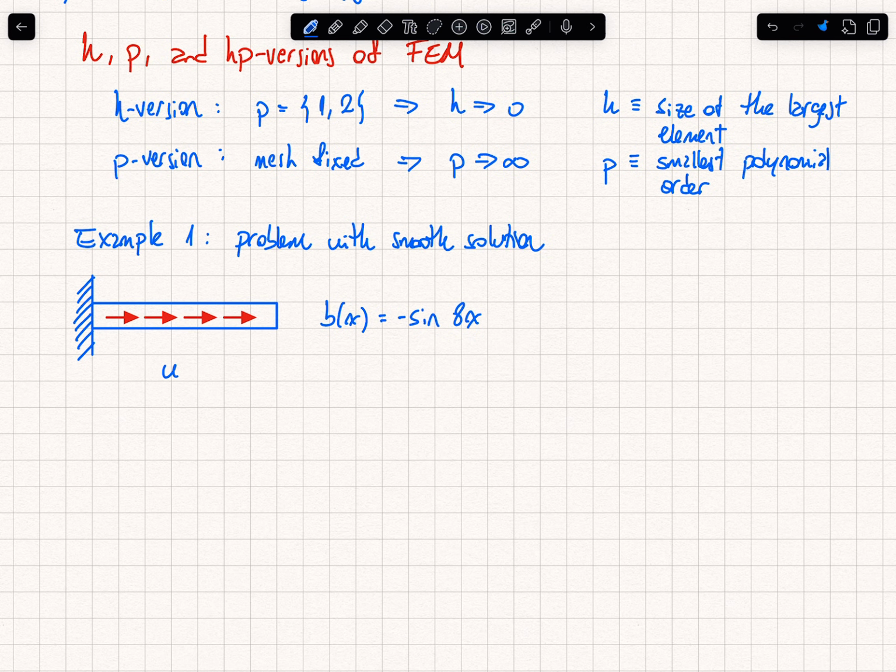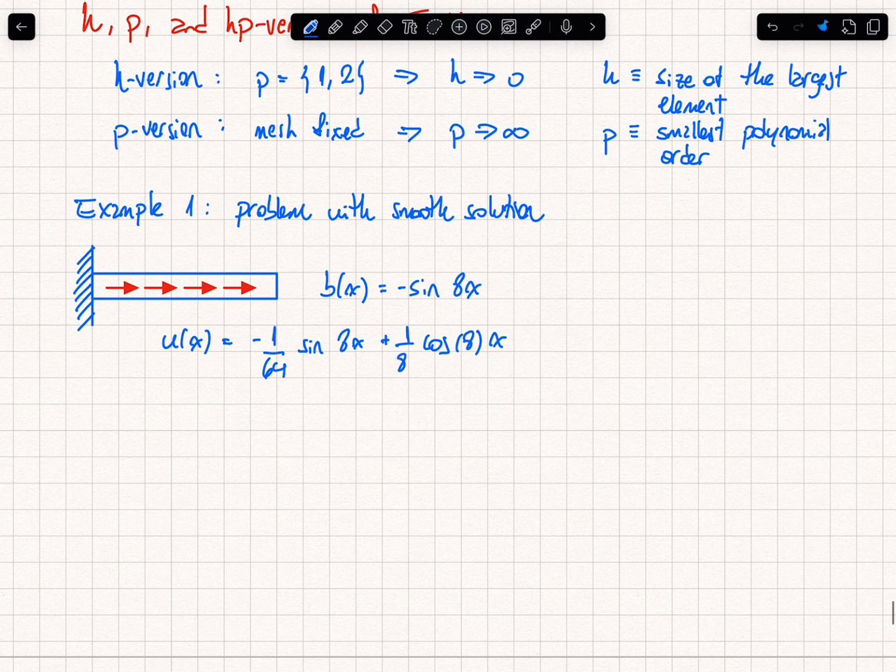Well, the exact solution for this problem, which is very easy to get, right? Because you have a second order differential equation. You have the b function, which is a sine. So you just integrate twice, apply boundary conditions. Here the boundary conditions are what? 0 displacement at the end and 0 traction, 0 axial force at the other end, right? So u of x is going to be equal to 1 over 64 sine of 8x plus 1 over 8 cosine of 8x.